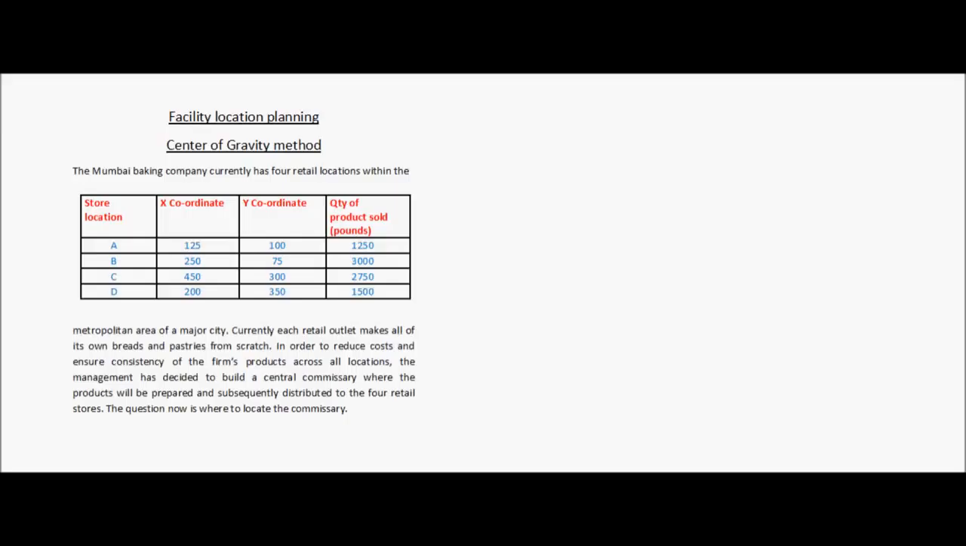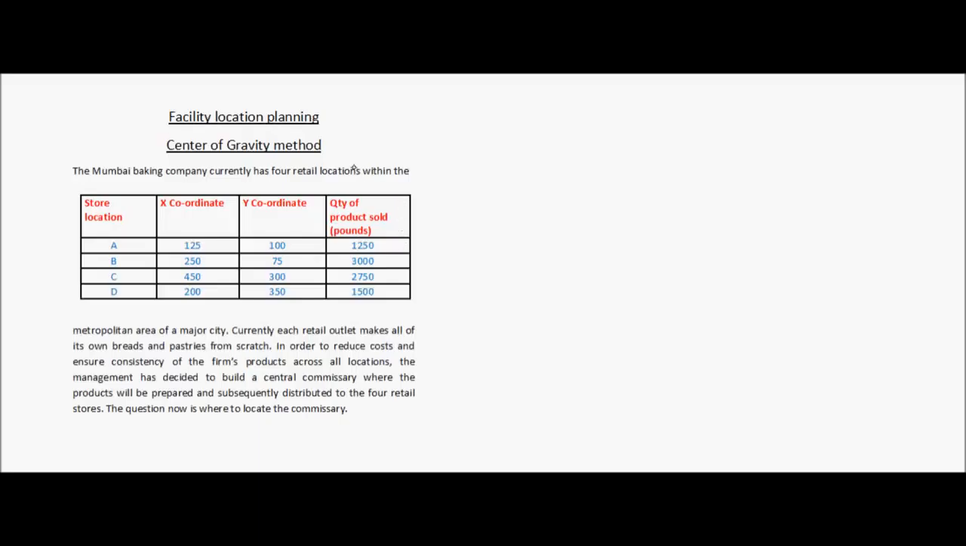So of course the criteria to choose the location of the commissary would be at a place where the total cost of transportation to all these 4 store locations is minimized. Now we have been given the X and Y coordinates of each of these 4 store locations, and we have also been given the quantity of product being sold at each of these stores. So now we have to find out where it makes sense to locate this commissary.